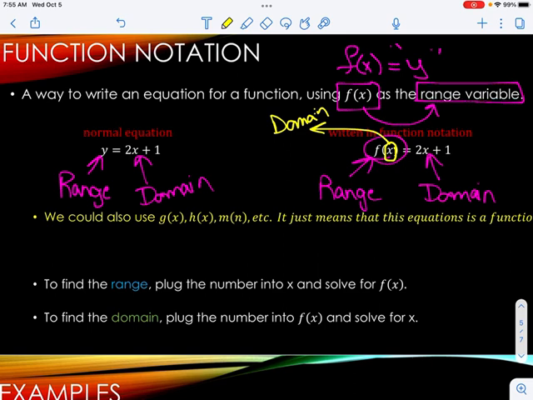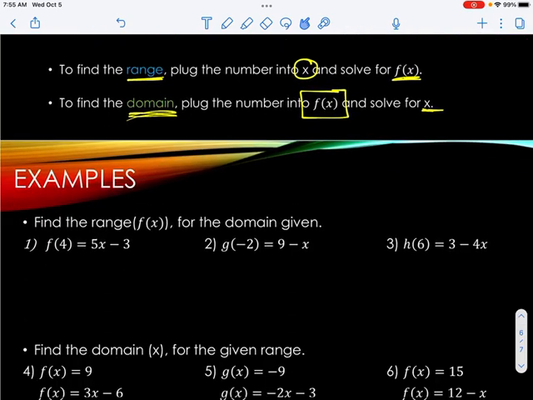Okay, now we could use all kinds of stuff. We could do g of x, h of x, we could do m of n. Now when you think of that, that would just be the function of m with the domain variable of n. Okay, now when we go into the next part, it's going to ask us to find the range. And when we do that, we're just simply going to plug the x value in, and we're going to solve it for f of x. If they're finding the domain, I'm going to plug the f of x value in, and I'm going to solve it for x. All right, so let's take a look.